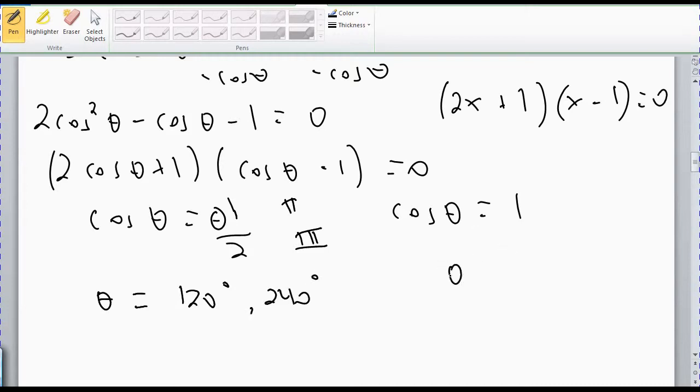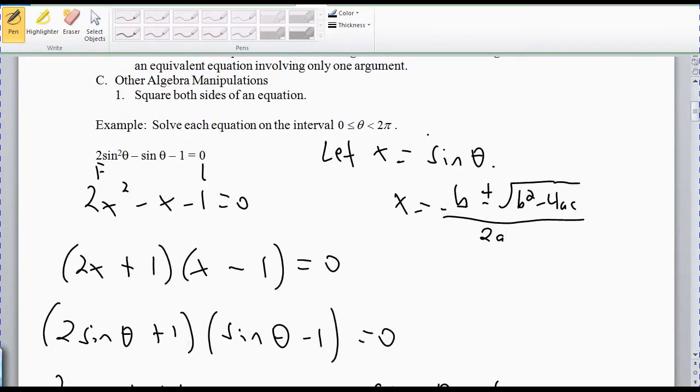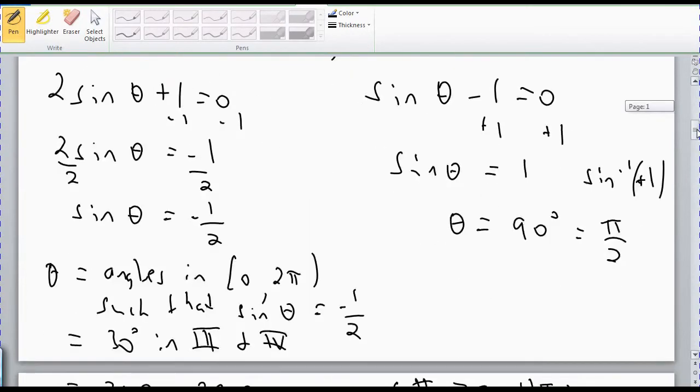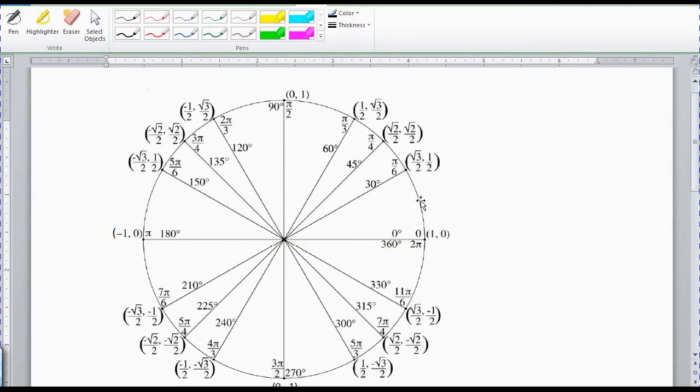I'm going to come over here. Where does cosine theta equal 1? Well, since I'm only looking at the interval, once again, from 0 to 2 pi, 0 is included, 2 pi is not. I know that cosine of 0 is 1, 0 degrees, which is the same as 0 radians. Is there any place else? If you need to, look at your unit circle. Where's x equal to 1? That's a negative 1, but there's nowhere else.